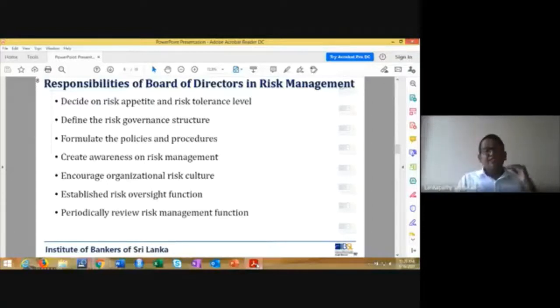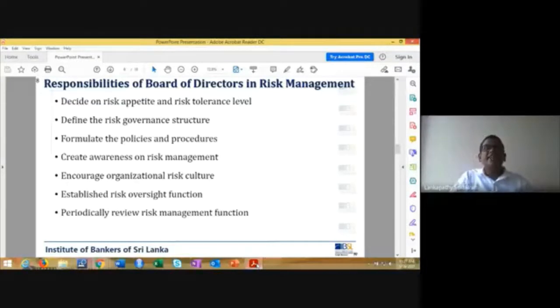So first, with respect to risk management, the board of directors has to decide what the risk appetite and the risk tolerance level are for a bank or financial institution. This is the responsibility of the board of directors. They are the people who have to decide. Actually, risk management functions start by deciding the risk appetite and risk tolerance level, and so the board of directors is responsible.